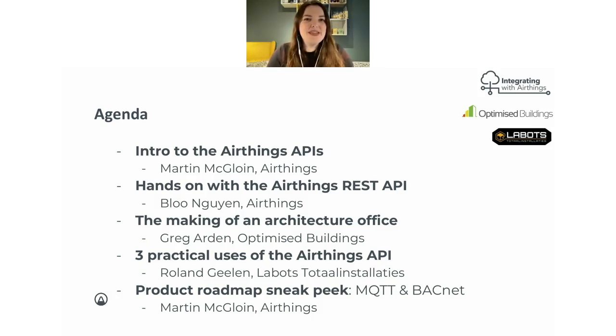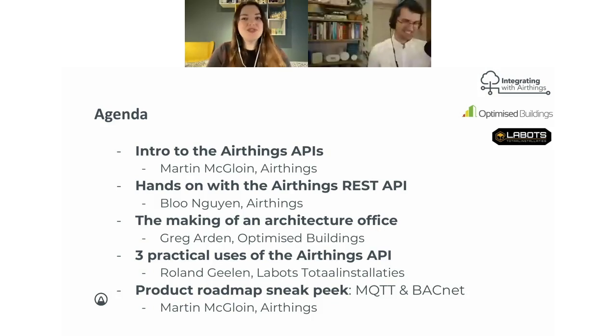So our agenda for today, first of all, we've got Martin McGloin, who is our head of product of Airthings for Business, who will be presenting the intro to Airthings APIs. Afterwards, we've got hands-on with Airthings API with Blue, who will be walking you through how to actually use the API. Afterwards, we've got Greg Arden, who will be talking about his project at an architect office in London. And lastly, we'll have three practical uses for the Airthings API by Roland Kjelen, who works at Labots Totalinstallaties. And then lastly, we've got Martin, who will talk you through the whole future on where we're actually headed with the roadmap. And the keywords of this is MQTT and BACnet.